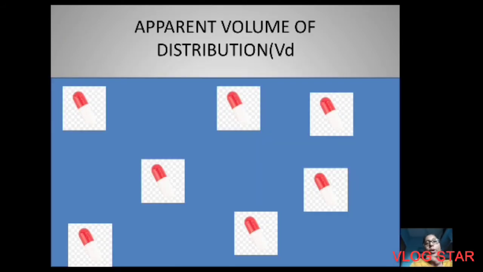So next, moving on to the apparent volume of distribution. You must know about this term. What is apparent volume of distribution? Here is the body and the drug is distributed. So you can get with this picture that how far or how well the drug is distributed into the body is said to be the apparent volume of distribution.